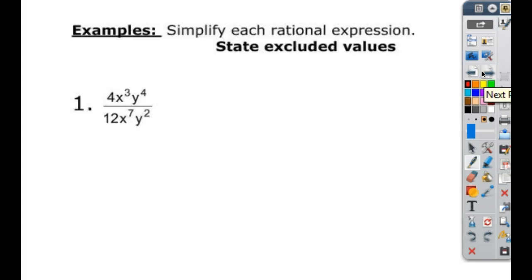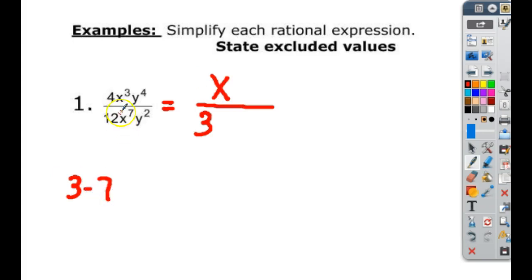Okay, so this is a problem like we've done before, kind of a carry on from the lesson we were doing yesterday. If we want to reduce this, the 4 and the 12 are just numbers, and 4 goes into 12 3 times. Our exponent rule says 3 minus 7. To divide the x's, we are going to subtract, and so that would be x to the -4th power.